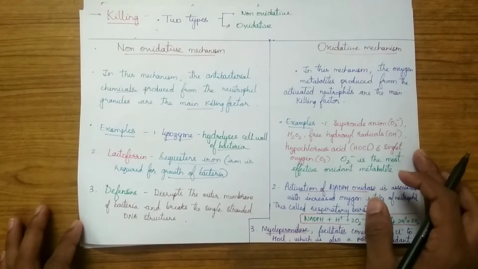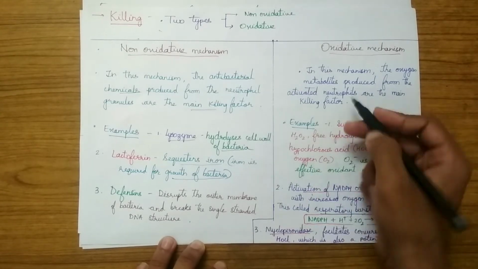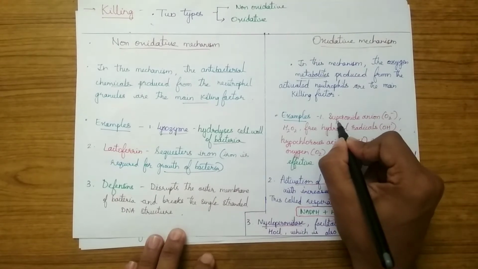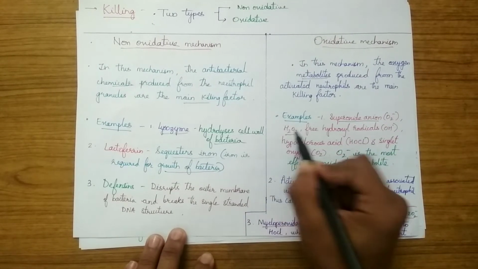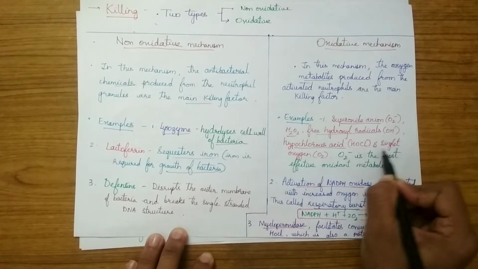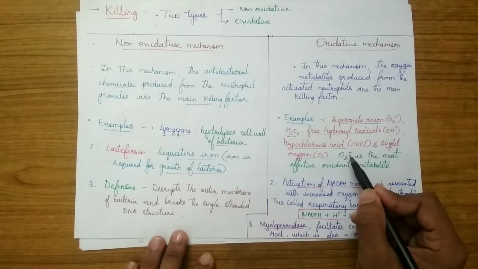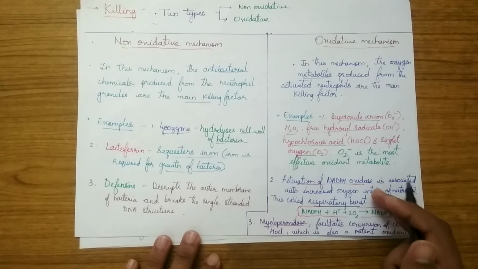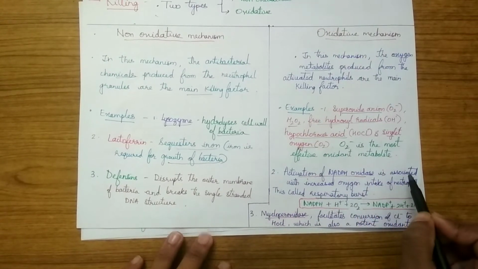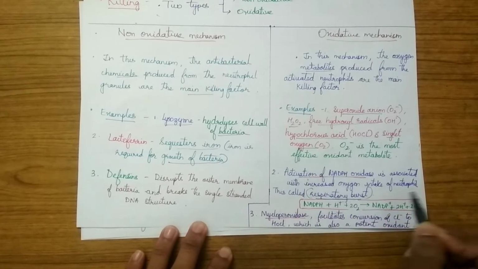In the oxidative mechanism, the oxygen metabolites produced from the activated neutrophils are the main killing factor. Some examples are superoxide anion, H2O2, free hydroxyl radicals, hypochlorous acid, and singlet oxygen. The superoxide anion is the most effective oxidant metabolite. The activation of NADPH oxidase is associated with increased oxygen intake of the neutrophil. This process is also called respiratory burst.